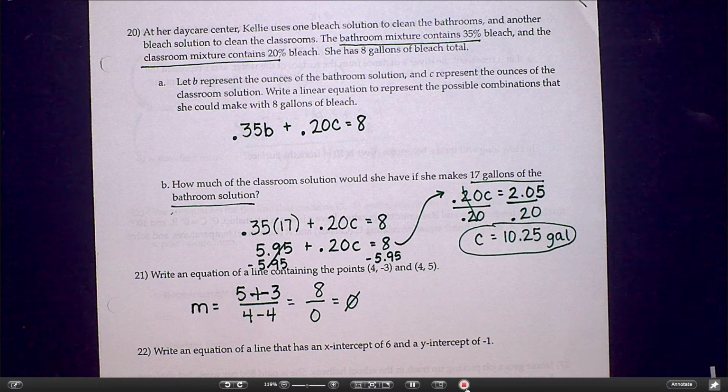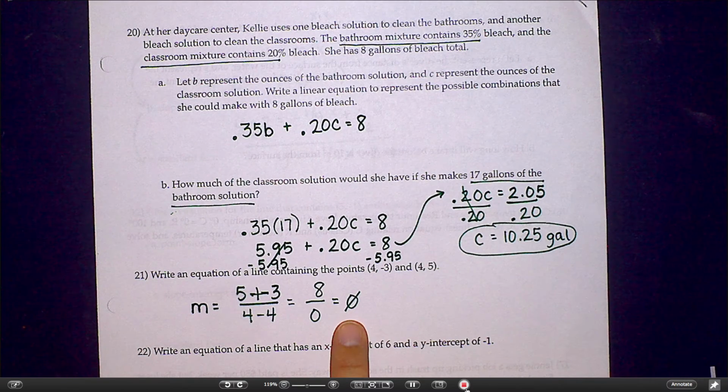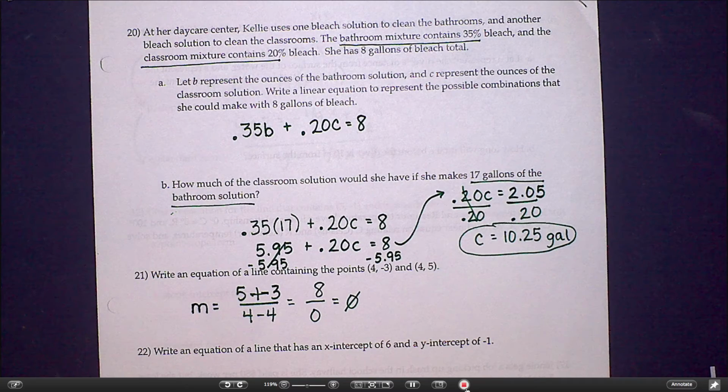Unfortunately, that means that I can't use any of my methods for writing an equation. I can't use point slope form or slope-intercept or anything, because an undefined slope doesn't really work like a regular number.